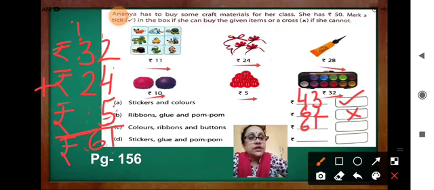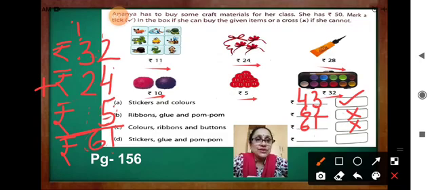Write 61 here. Now, what you will put? Tick or cross? Yes, you will put cross. Done? You can do it. Now, question D. Now, you start writing in your notebook.